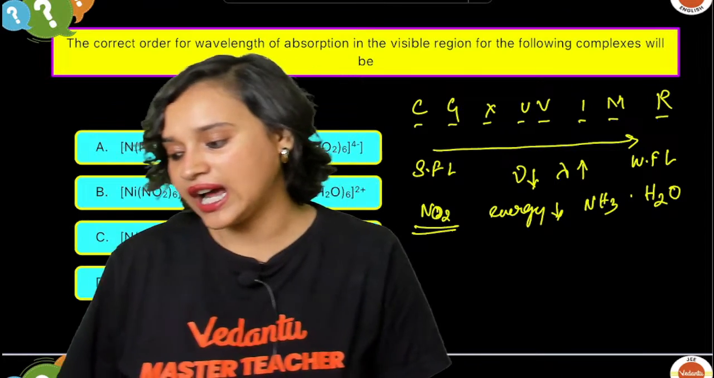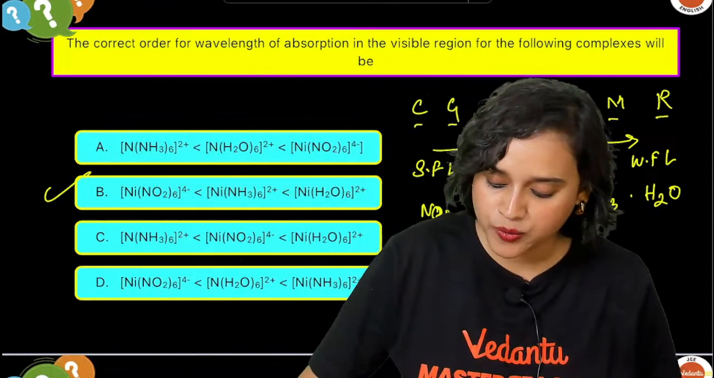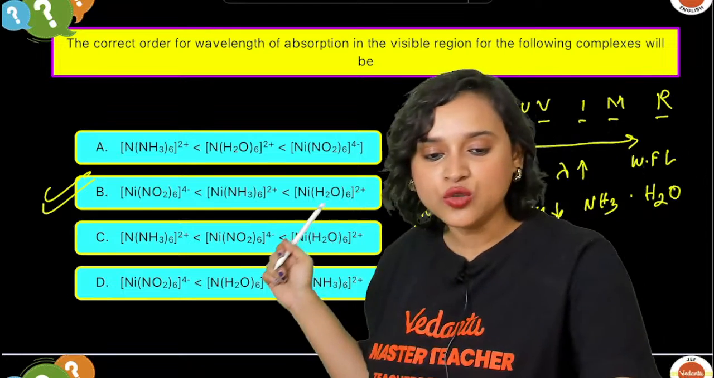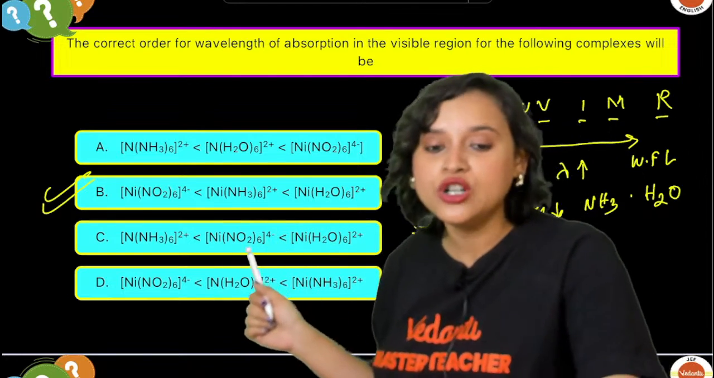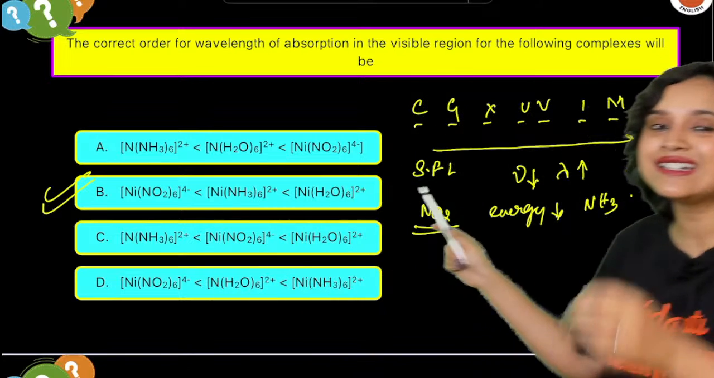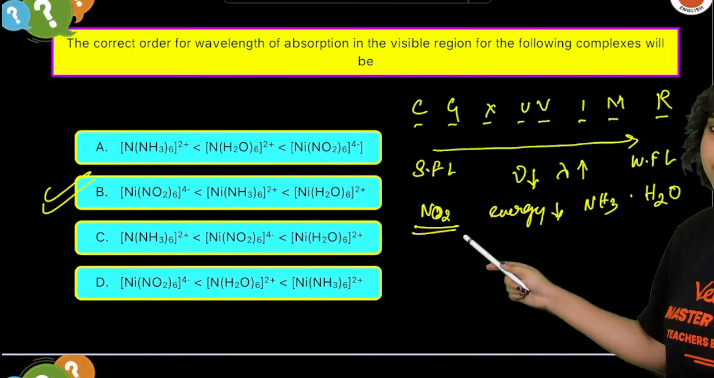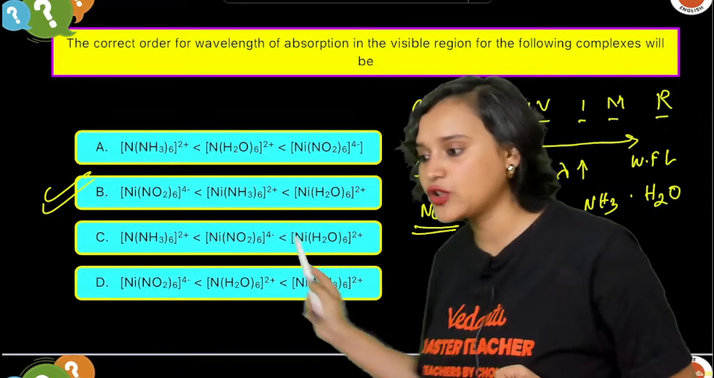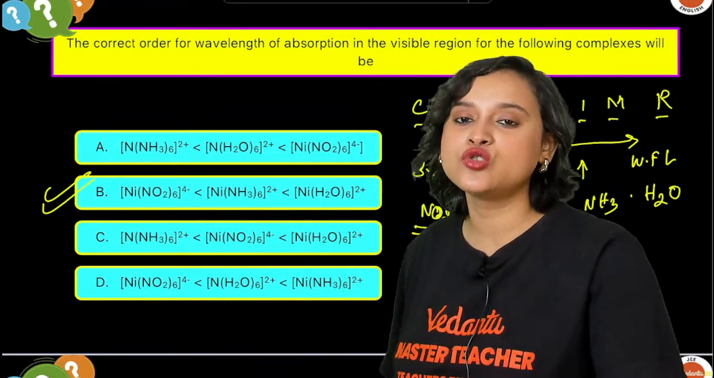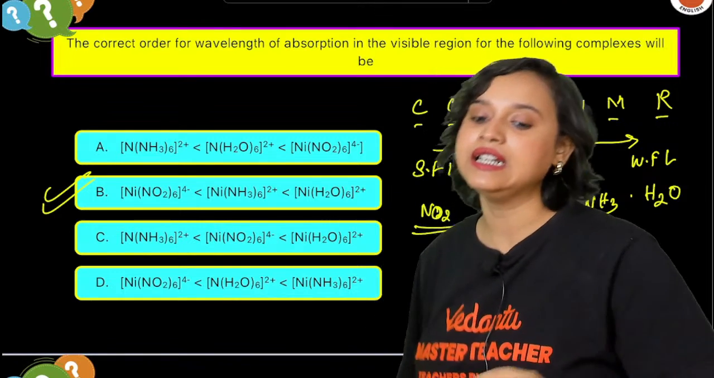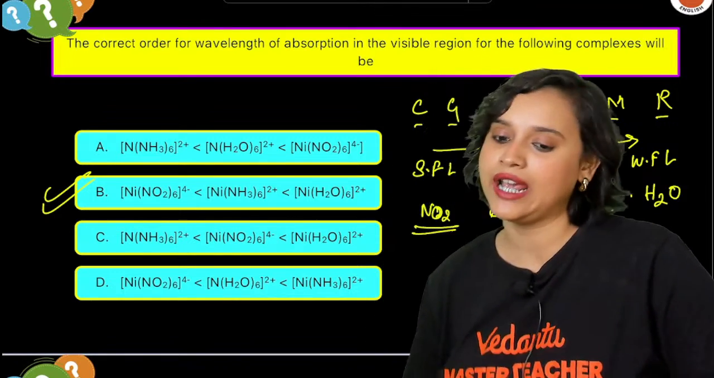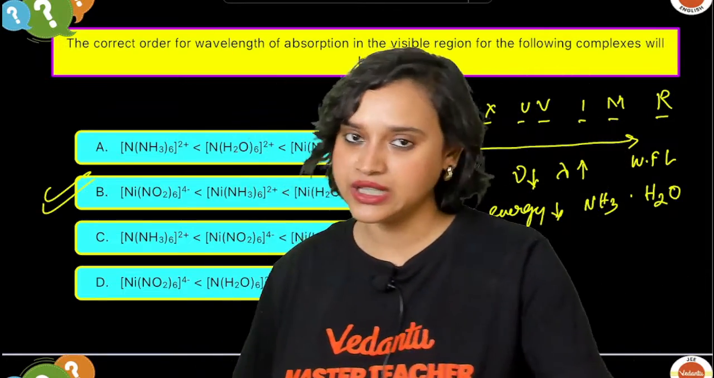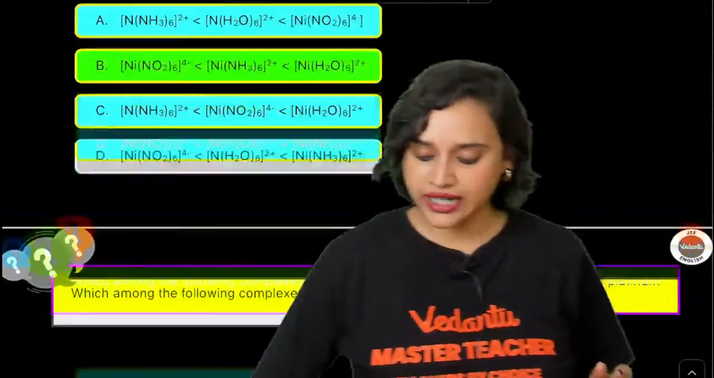Because of that, everyone, option B is your correct answer. NO2 will absorb the highest energy because it's a strong field ligand. Then it is NH3 and then H2O. Out of these three, H2O is the weak field ligand. Clear everyone? Chalo guys, moving on to the next question.